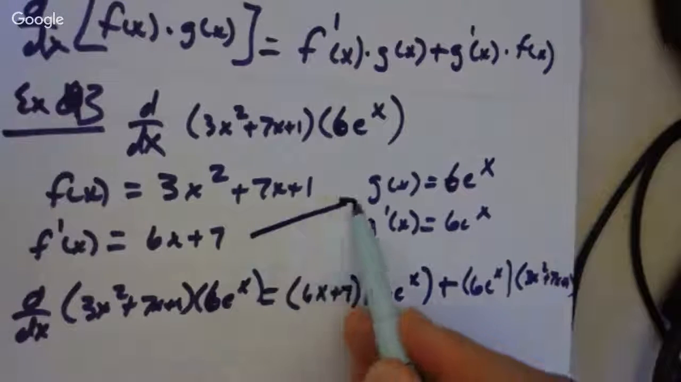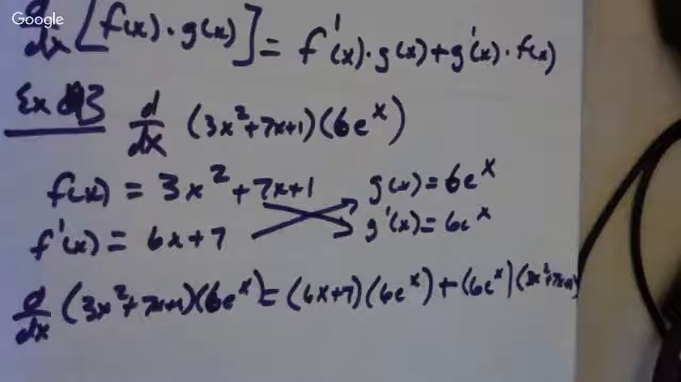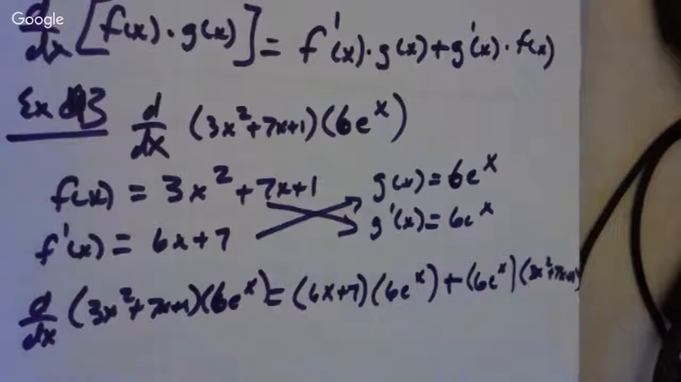So you'll notice they kind of go with the things that are on the opposite side. So there's also a visual, like that's what goes together in the product rule too. That's 3x squared plus 7x plus 1.